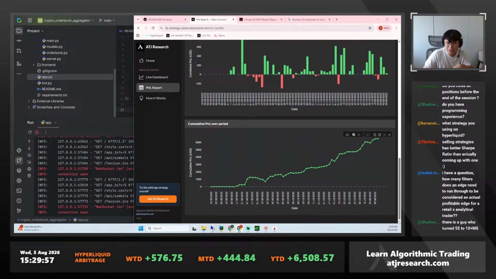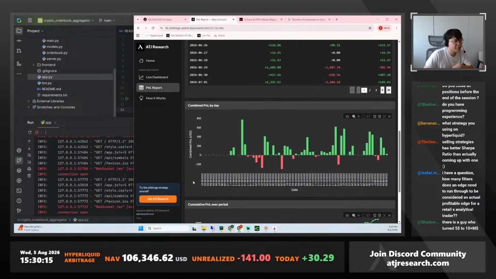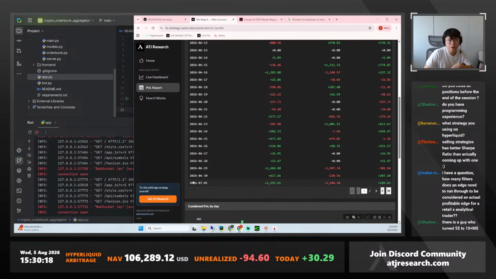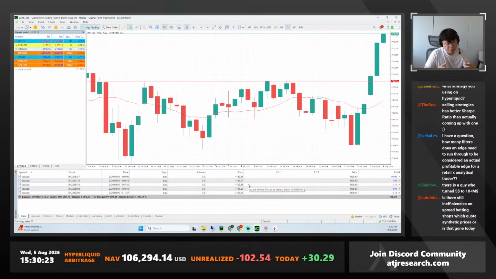I have a question. How many filters does an edge need to run through to be considered an actual profitable edge for a retail analytical trader? I don't know. I just know that if you understand why an edge is an edge and why something was made, because I'm not the type of trader to take directional bets, right? For me, I'm very lucky that I don't have a winning day, then a losing day, then a winning, losing day, right? So maybe you need a large sample size over the course of weeks to months to actually determine that you're profitable.